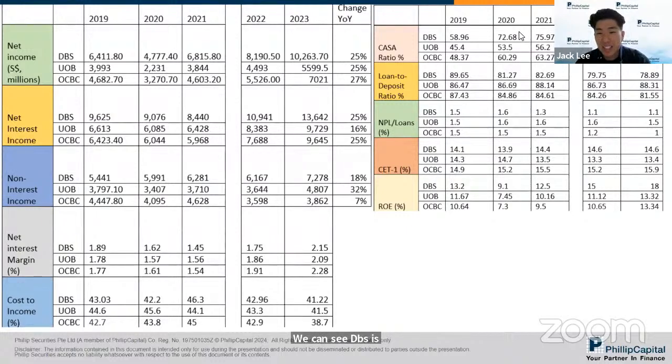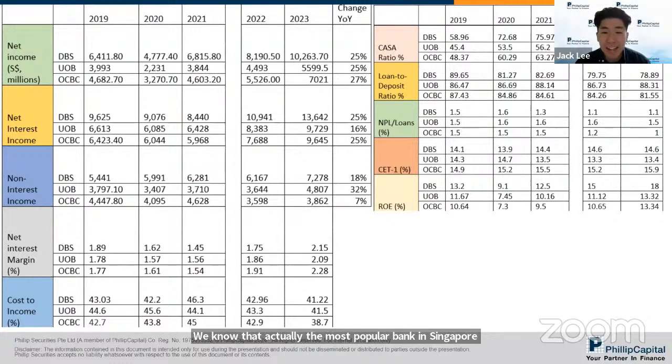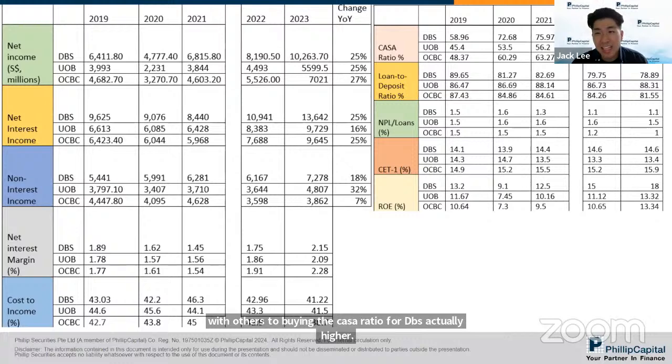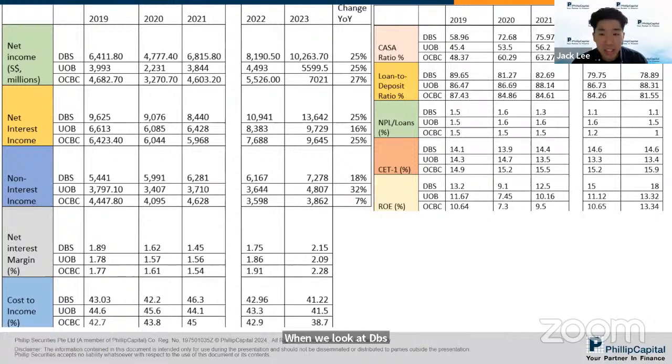And if you notice that actually during COVID time, 2020 and 2021, DBS has the highest CASA ratio because we know that actually the most popular bank in Singapore is DBS. So a lot of people will put money inside the bank, like current account or saving account in DBS because most of people use that. So you will see compared with the other two banks, the CASA ratio for DBS is actually higher. So this is quite reasonable lah. So when we look at DBS has higher CASA ratio, it's not really impressing me or anything because we know that DBS is the most popular bank in Singapore.